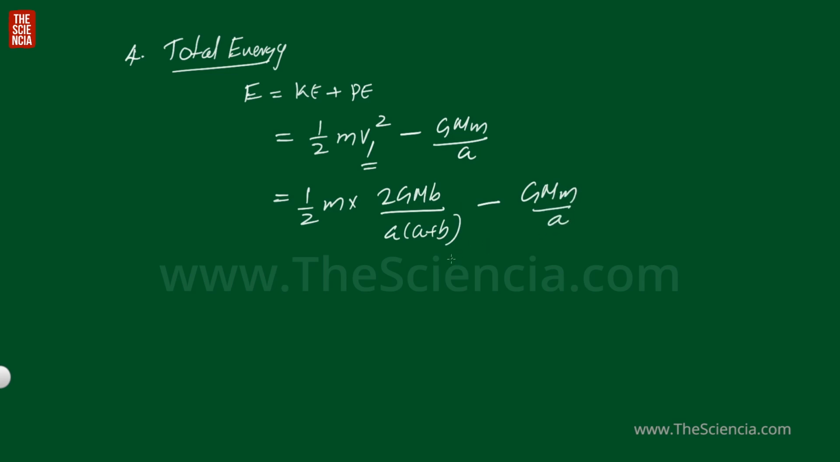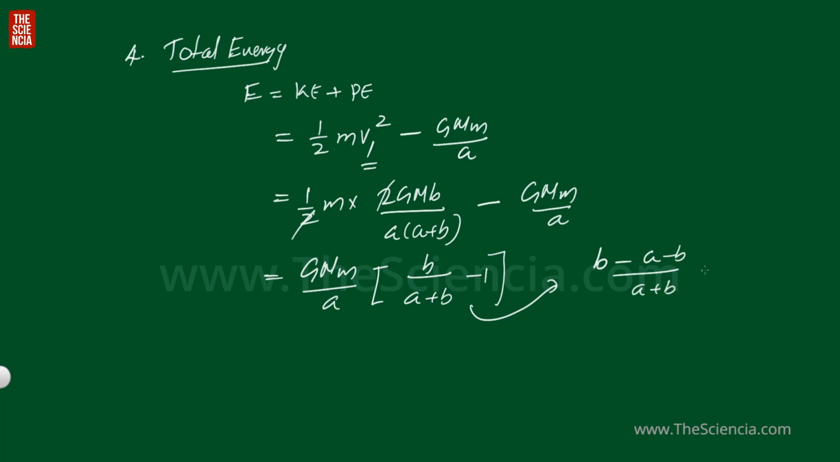Now here we can cancel this 2 and 1 by 2, and I'm taking the common term, that is GMm by a into b by a plus b minus 1. And by expanding this one, we get b minus a minus b by a plus b, that is equal to minus a by a plus b. So we get total energy E equal to minus GMm by a plus b.